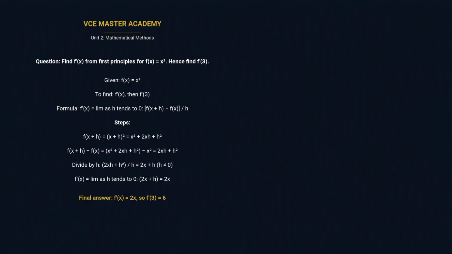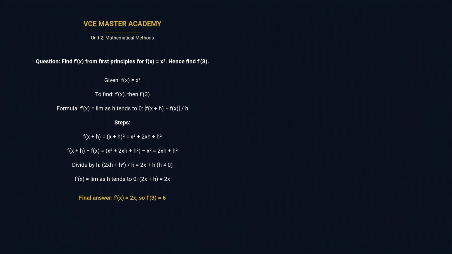Step 3. Divide the whole thing by h. Both terms have an h, so it cancels down to 2x plus h. And we're allowed to cancel because h is not 0 yet. Step 4. Now let h go to 0. The h just disappears, and we're left with 2x. Final answer, f dashed of x equals 2x. So at x equals 3, f dashed of 3 is 2 times 3, which is 6.